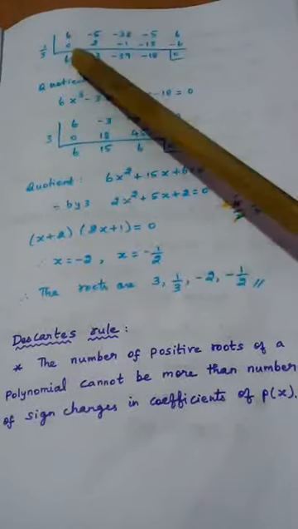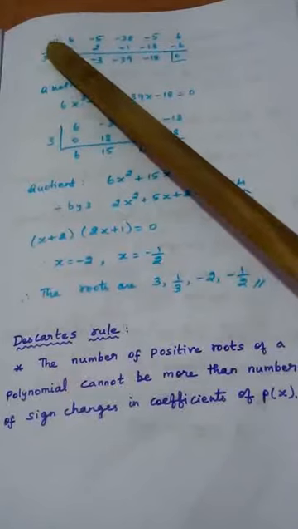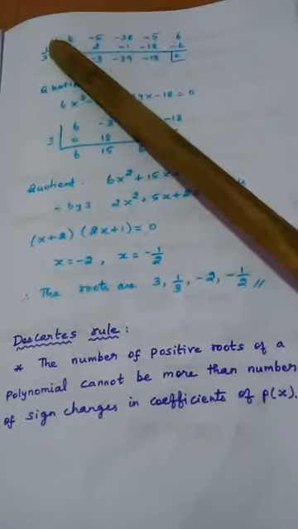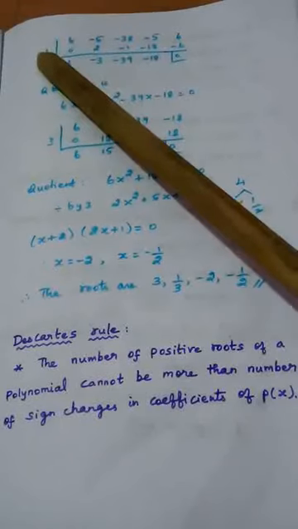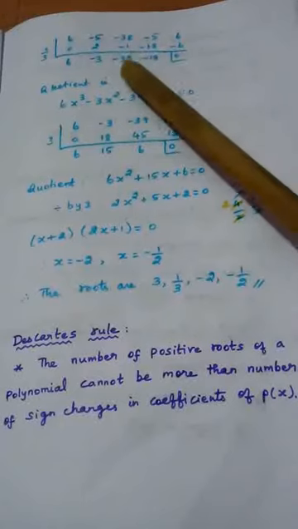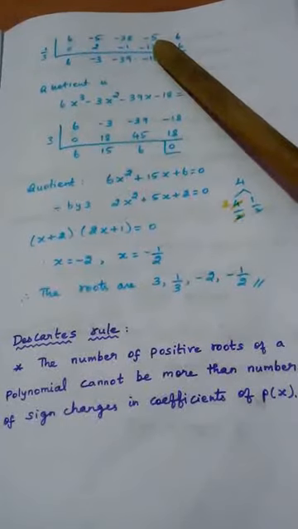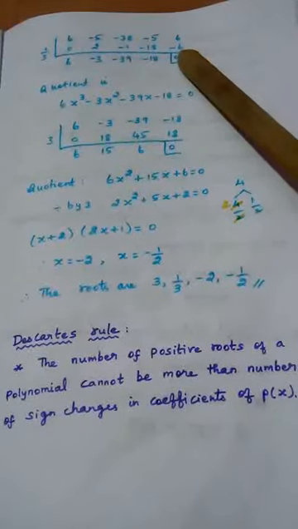Synthetic division. I have written the coefficients here. Since 1 by 3 is a root, I am doing the synthetic division using 1 by 3. We will always put 0 here. 6 plus 0 is 6. 6 into 1 by 3 is 2. Simplify. Minus 3 into 1 by 3, minus 1. Minus 39 into 1 by 3, minus 13. Minus 18 into 1 by 3, minus 6. So 0 comes as the remainder.